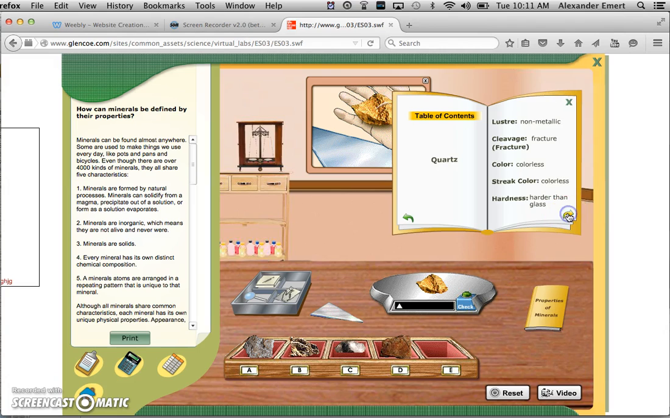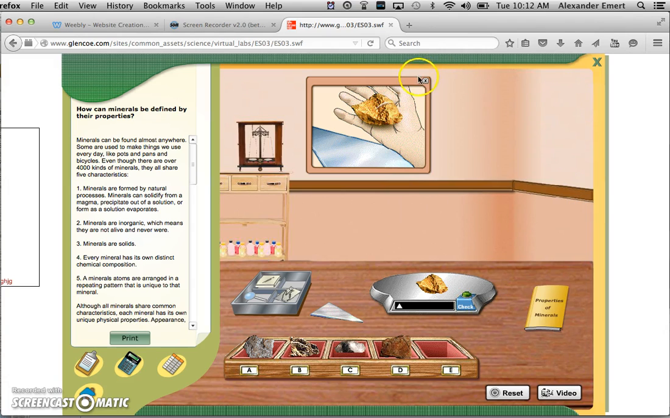Pyrite, again, metallic, which is no good. Quartz is non-metallic, yes. It has fracture, yes. But it's colorless, therefore it can't be quartz. Sulfur, let's see. Non-metallic, which matches. It has a fracture, which also matches. Color is yellow, which matches. Streak color is also yellow, which matches. And hardness is softer than a fingernail, or 2.5 on the Mohs scale. It all matches. Therefore, I think our unknown mineral is sulfur.